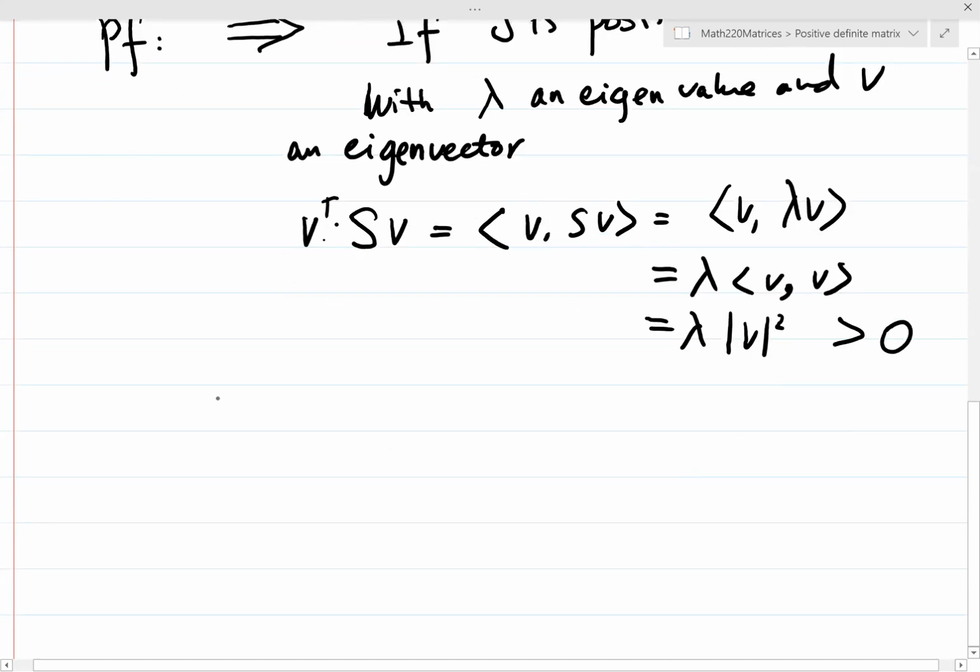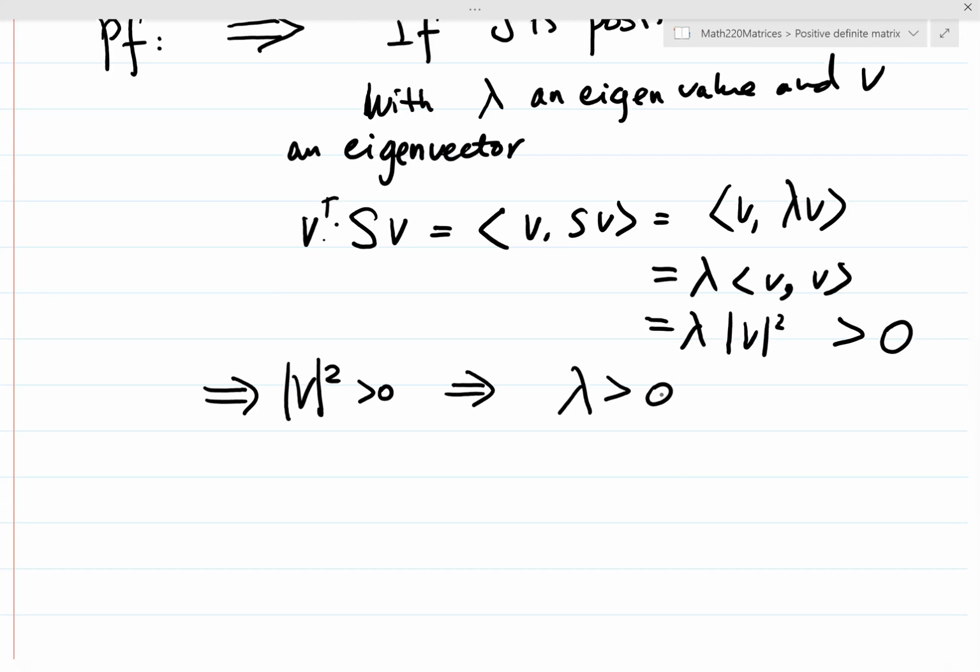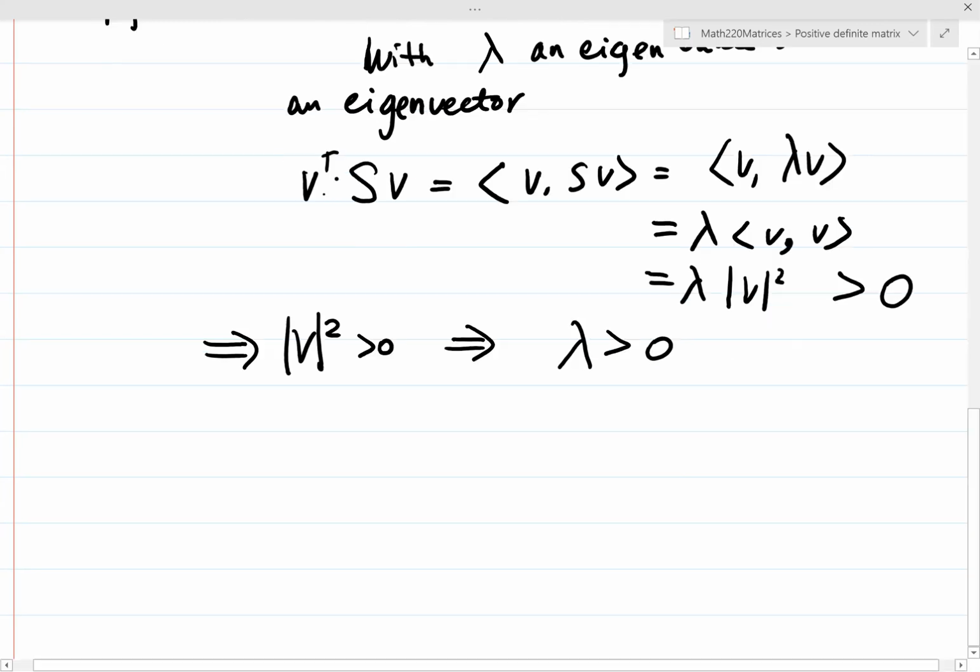This is positive. Now we know lambda v squared is positive, so this tells us that lambda should also be positive. We know lambda is real already, because S is symmetric. The eigenvalue of a symmetric matrix is real. So its eigenvalue is positive, and since lambda is an arbitrary eigenvalue, we know all eigenvalues of S should be positive. So this is one direction. Now how do we show the other direction?